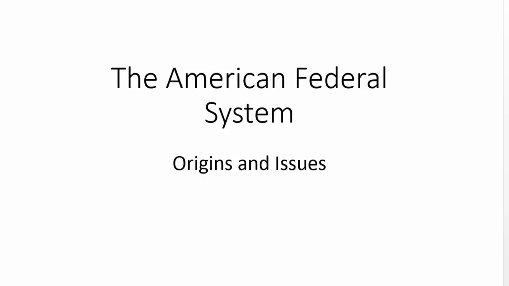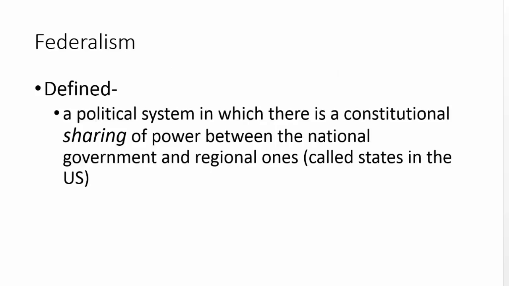In this video lecture, we're going to look at the American federal system, its origins, and some of the issues surrounding the American federal system. Now first, I guess we need to define what a federal system is. It's a political system in which there is a constitutional sharing between the national government and the regional governments. We call our states, Canada calls theirs provinces.